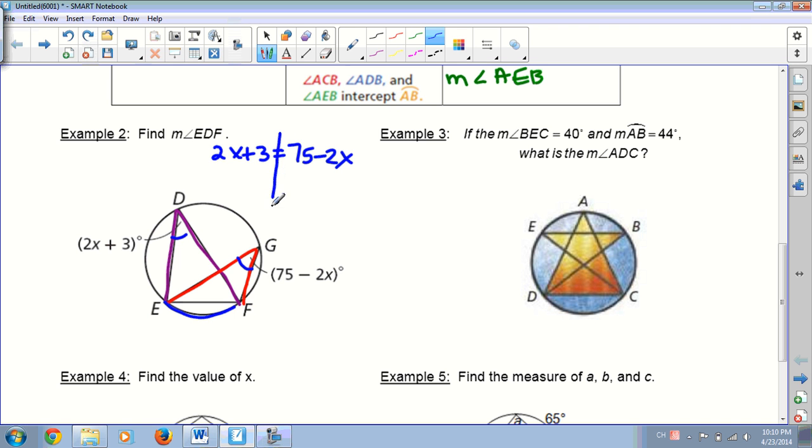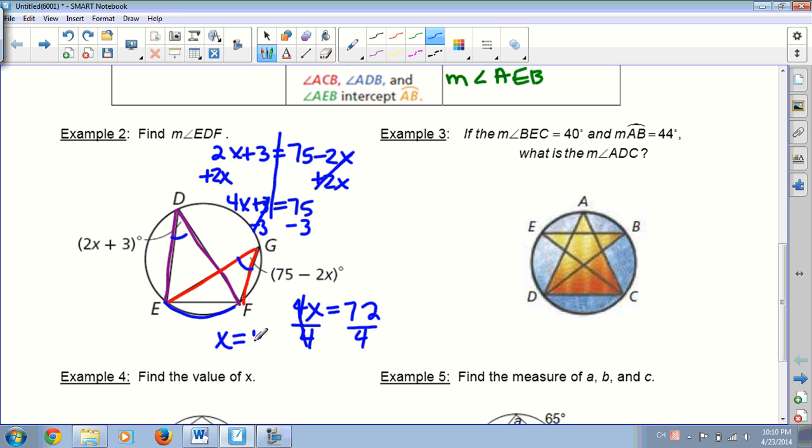Okay, so we're going to bring the baby to the mama. In this case, we have a negative 2x. We want to bring it to the positive 2x by adding it to both sides. Because it is already negative, we have to add it. So 2x plus 2x is 4x, plus 3 equals 75. Subtract the 3 from both sides. So 4x is equal to 75 minus 3, which is 72. And then divide both sides by 4. So 72 divided by 4 is 18.